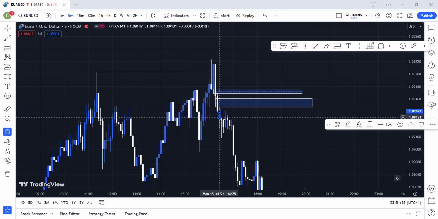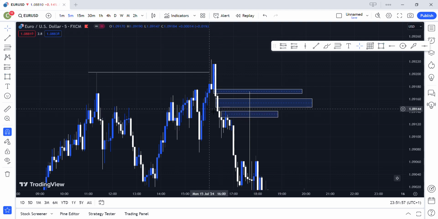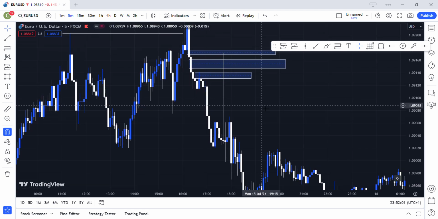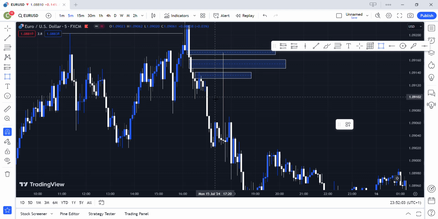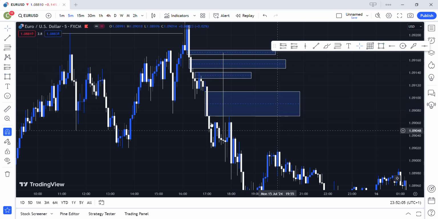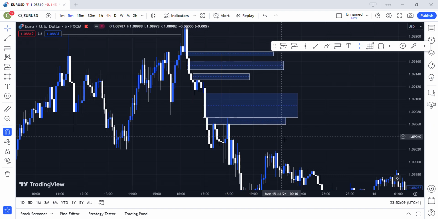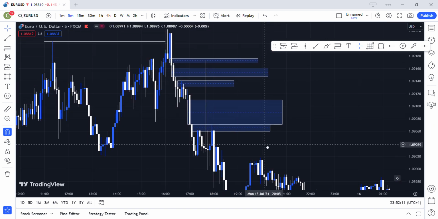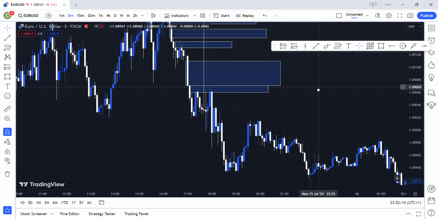And look, instantly, when this fair value gap is created, what have we done? We've tapped in, we've only wicked, and then we've pushed straight down. Even this fair value gap is respected. So is this one. They're all respected. If fair value gaps are being respected, that's a real bearish sign.